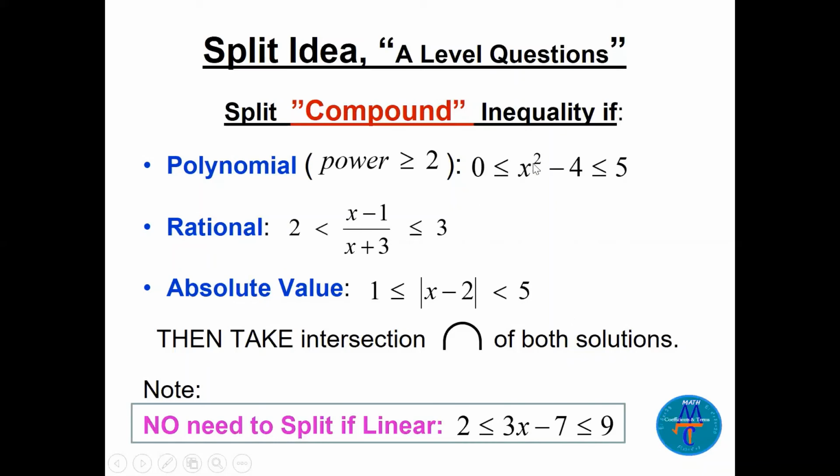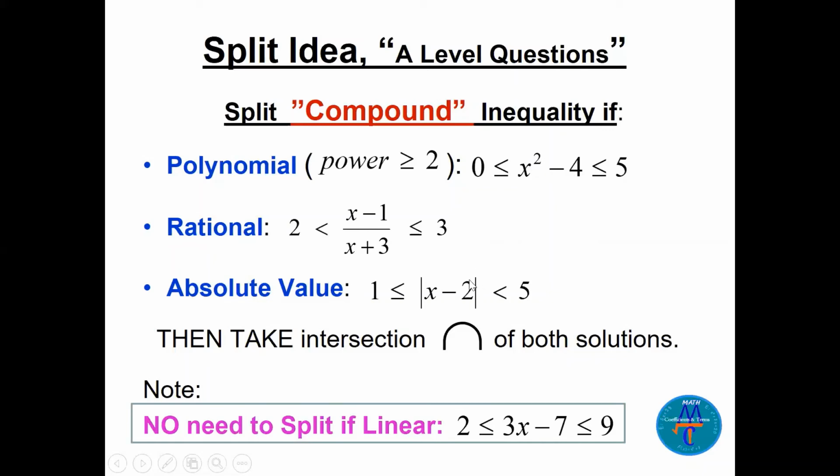If you have a polynomial, power 2, quadratic, cubic, whatever. If you have rational, something over something. If you have absolute value between 2 numbers. We don't care if this is equal or not equal, less or less than or equal, open or closed. No, we care about the power. If this is polynomial, yeah, split it. Take this part, take this part.